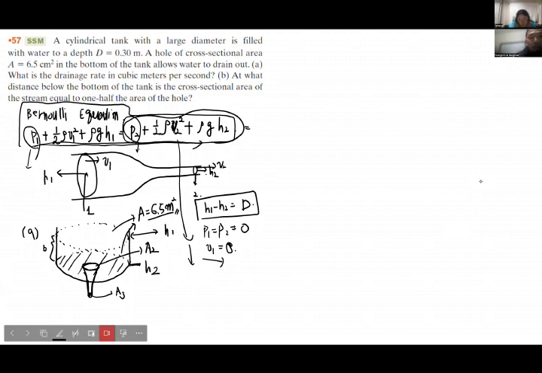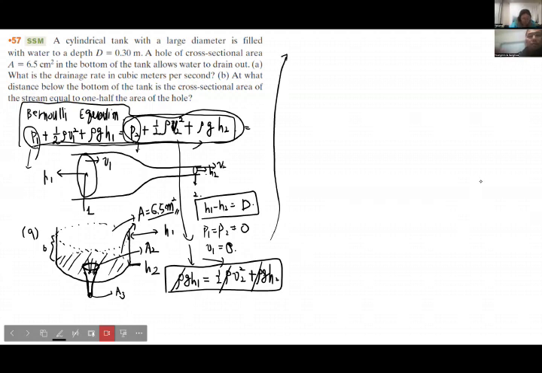And the V2 must be the velocity when this fluid actually drains out of this hole. So with that idea, this equation can be re-expressed as ρgH1 = 1/2 ρV2² + ρgH2. Now ρ can be removed from this formula, because all three terms have ρ, which cancels out of this equation.